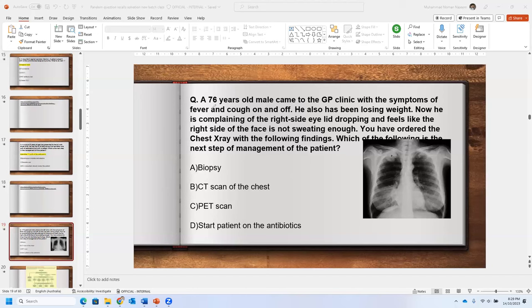All right, next question. A 76-year-old male came to the GP clinic with the symptoms of fever and cough on and off. He also has been losing weight. Now he's complaining of right-sided eyelid drooping and feels like the right side of the face is not sweating enough. You have ordered a chest x-ray with the following findings. What is the next step in the management? Do a biopsy, do a CT scan of the chest, do a PET scan, or start the patient on antibiotics.